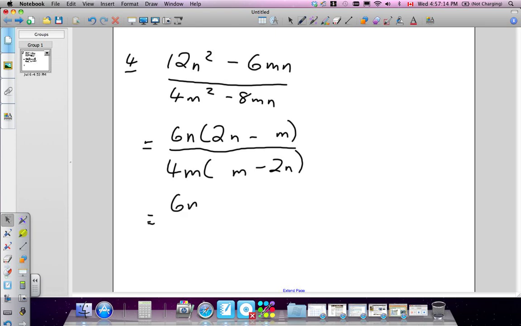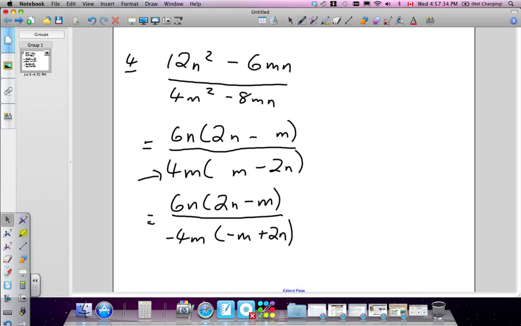So our top's still the same. If I take negative 1 out, I'd have to multiply negative 1 times the common factor already on the outside. So I'd have negative 4m. Does that make sense? On the outside? And I'm going to have negative m plus 2n. Now this is just a rearranged version of that. So we'll rearrange it so you can see.